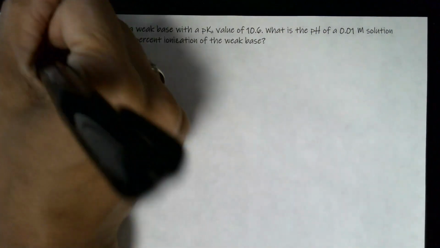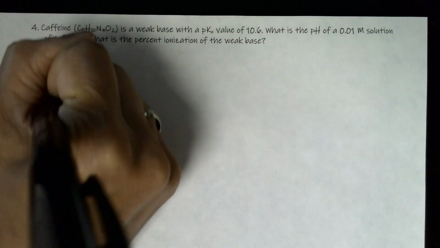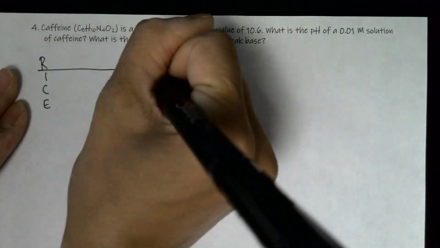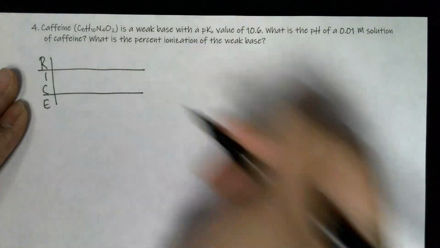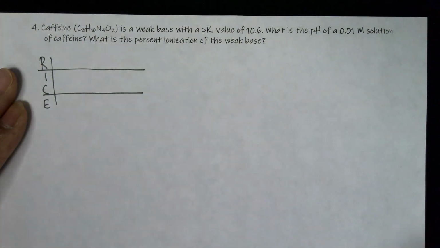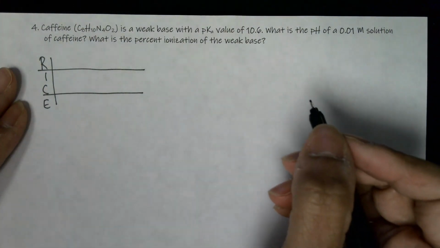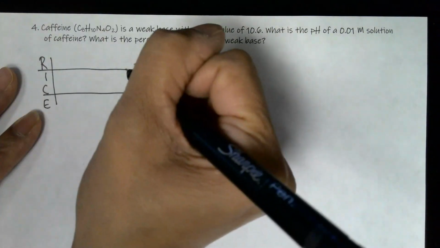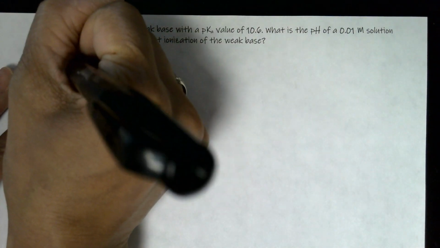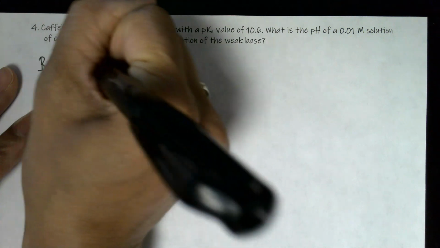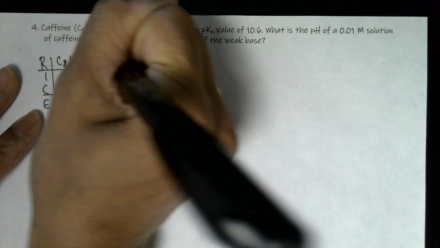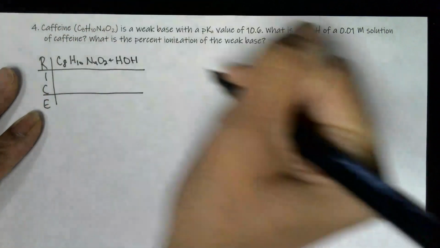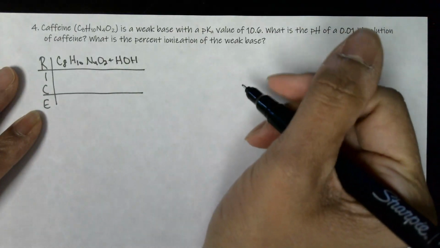So we will put these into our good old friends, the RICE table. Note, we didn't use the RICE table for anything in the last topic because those were strong acids and strong bases, which completely disassociate. These, on the other hand, are going to be weak acids and weak bases, which will be in equilibrium. So I'll have my reaction C8H10N4O2 plus water. Ideally, you'd pause the video right here and finish off the equation.